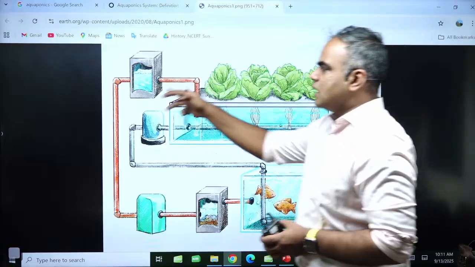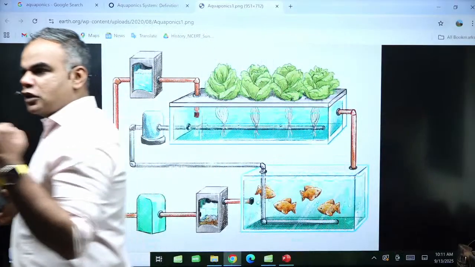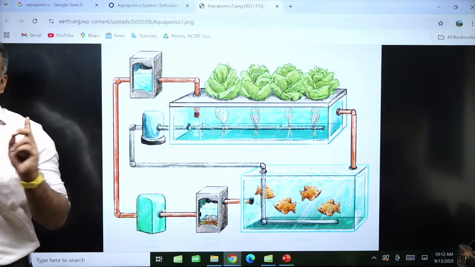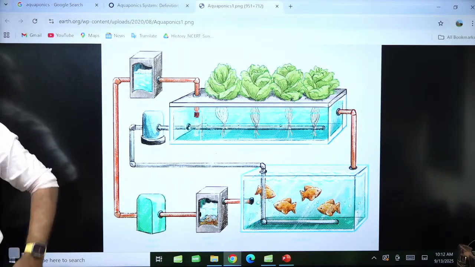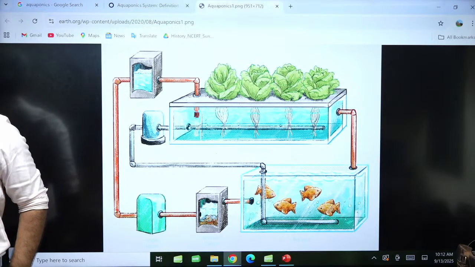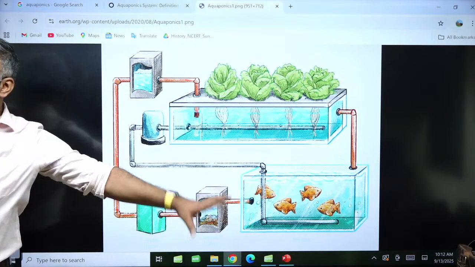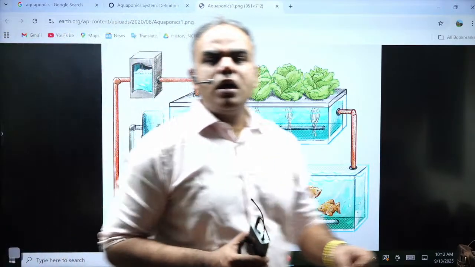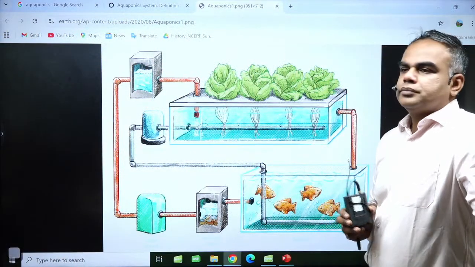And the main thing is having a proper biofilter, having the knowledge of which bacteria has to be used, and a proper culture being created. So if you're able to manage this, this is how soilless agriculture works. This is hydroponics and this is aquaculture. Both of these combined is aquaponics. This is being done.